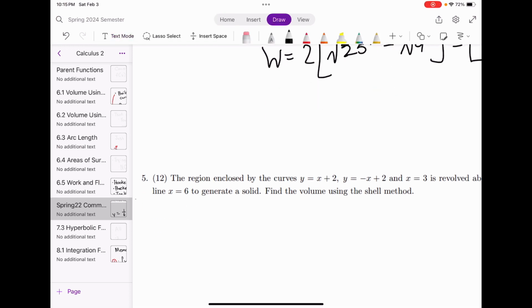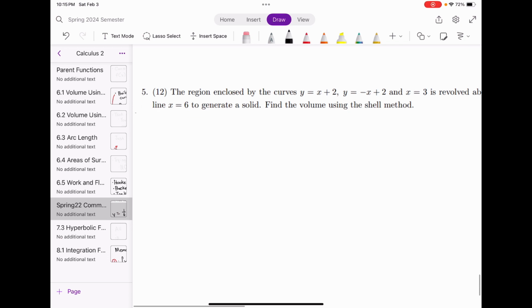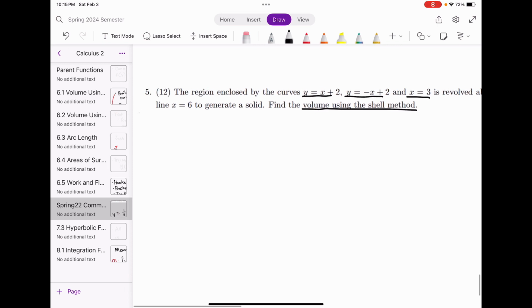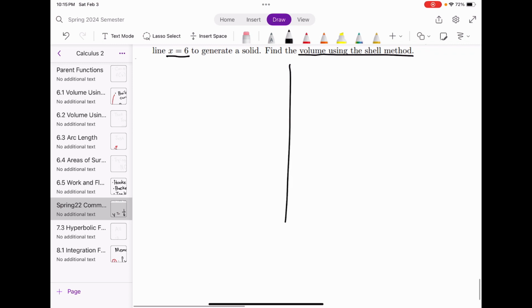The region enclosed by the curves y is equal to x plus 2, y is equal to negative x plus 2, and x is equal to 3 is revolved around the line x is equal to 6 to generate a solid. Find the volume using the shell method. So they tell us to use the shell method. They gave us 3 lines to use as the boundaries, and they gave us the axis of rotation as x is equal to 6. So let's draw ourselves a quick little diagram to help us out.